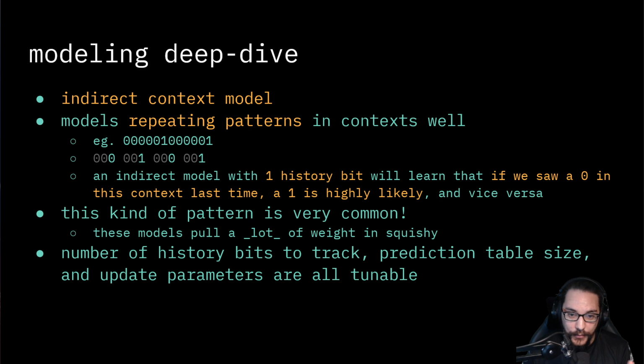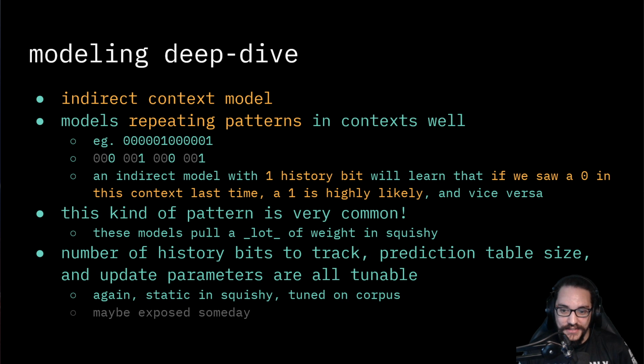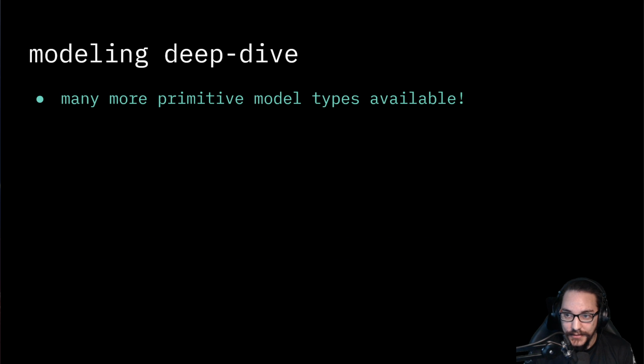And things like the number of history bits that are included in the model, the prediction table size, the way you update parameters, all that stuff is tunable. So you could build many different kinds of variants of this kind of model. And again, in Squishy, all of these parameters have been static and tuned on the corpus. And I might actually expose this someday, but we'll see if that's actually useful.